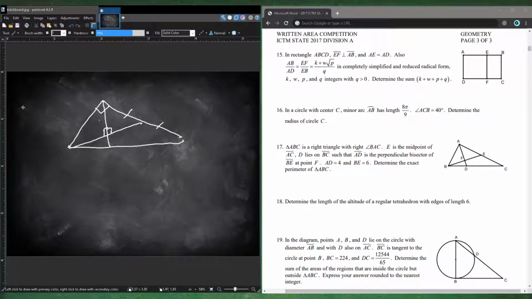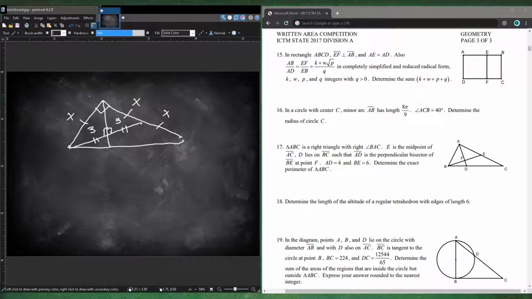So since it's a perpendicular bisector, that means this side length is equal to this side length. And this point F, and AD is equal to 4, and BE is equal to 6. So it's a perpendicular bisector, and this is 6, right? So this is 3, and this is 3. Okay? So that basically gives us the idea that since this is a perpendicular bisector, this side and this side are all the same. So this is x, and this is x, right?